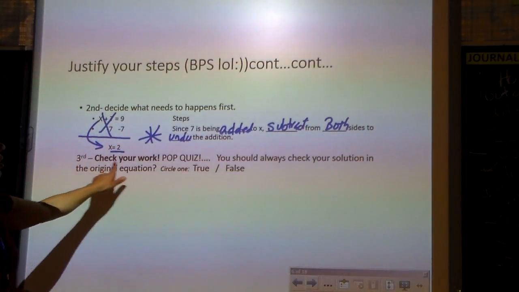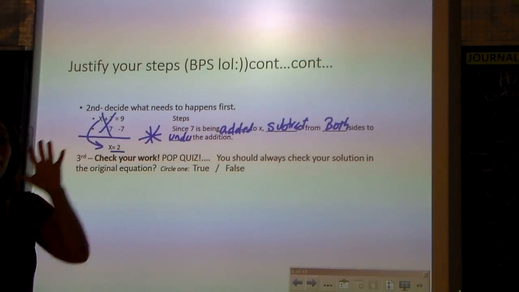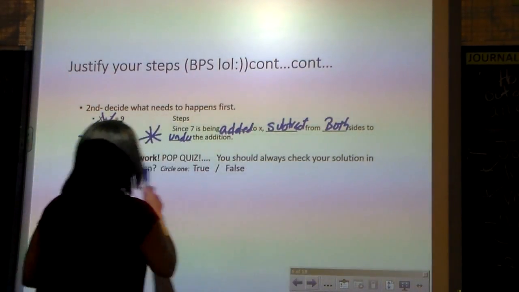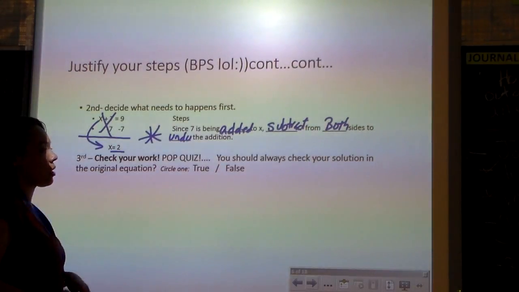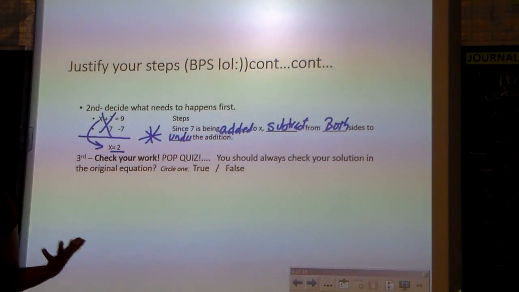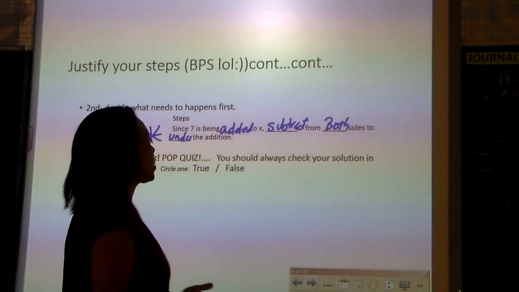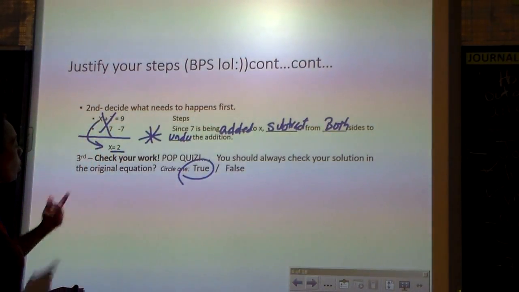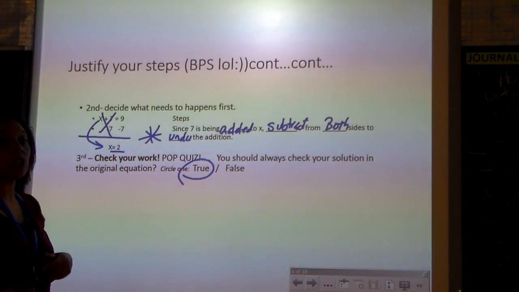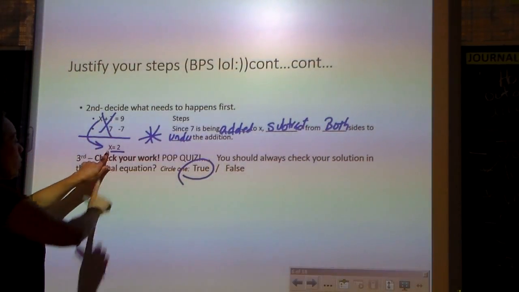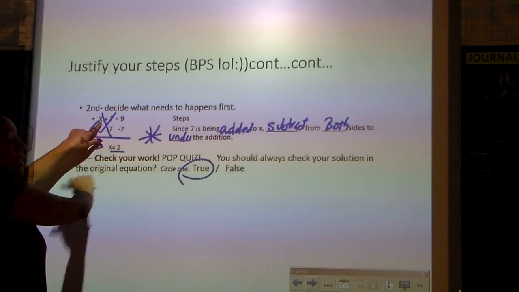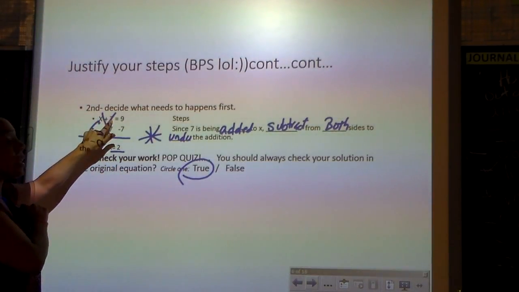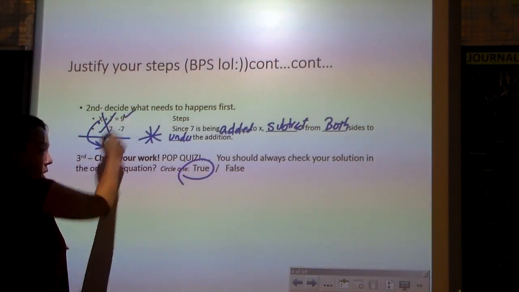So third, you want to check your work. Here's my pop quiz on the spot. You should always check your solution in the original equation. Is that true or is that false? The answer is true. Go ahead and circle true. How would I check my work? Well, I would go back in and put 2 in for x and say, well, if the x is a 2, now it's not an unknown. I'm going to put 2 in. 2 plus 7 equals 9. Yes, that checks out.